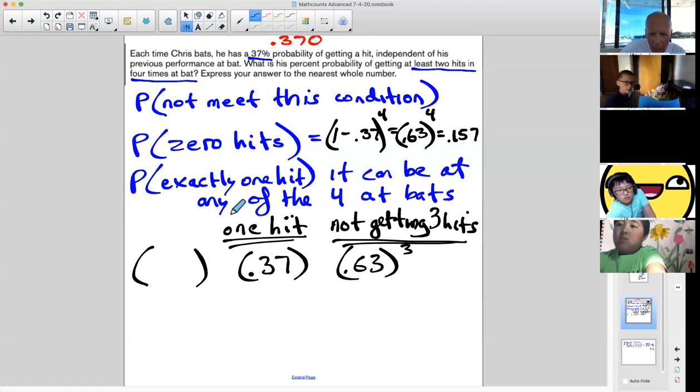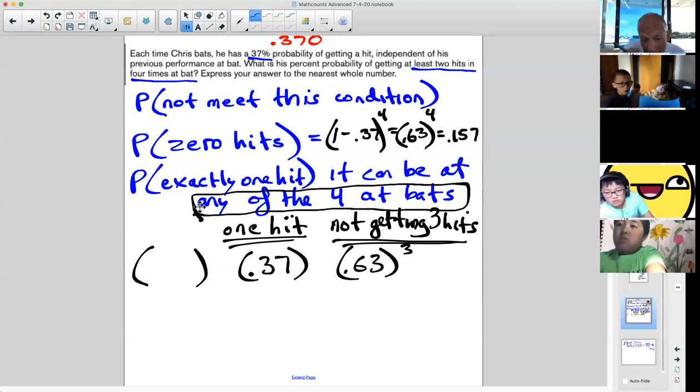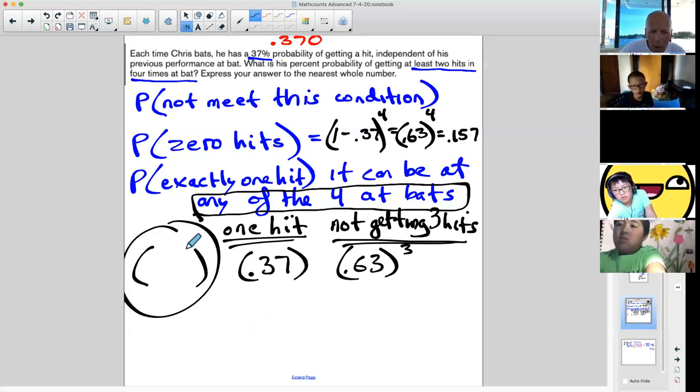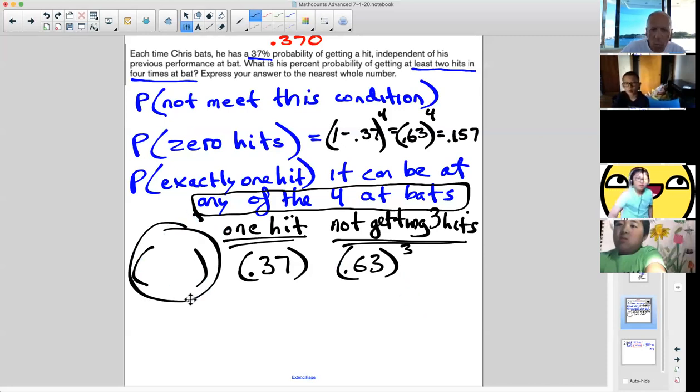Then we need to multiply it by either... Guys, it can happen at any one of the 4 at bats. So Audrey, what do you think we should multiply it by? Audrey, any ideas? Okay. Ray, how about you? Either is hit probability or is missed probability. Yeah, but I need one more number here.